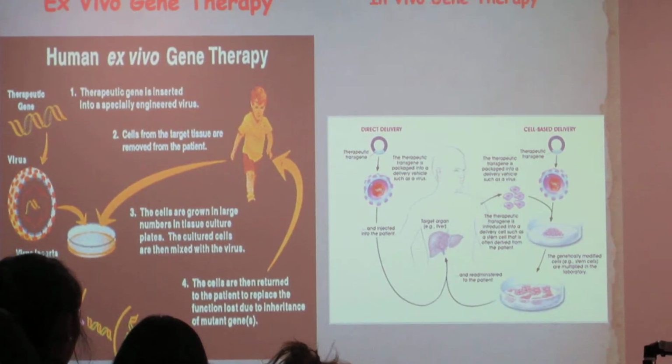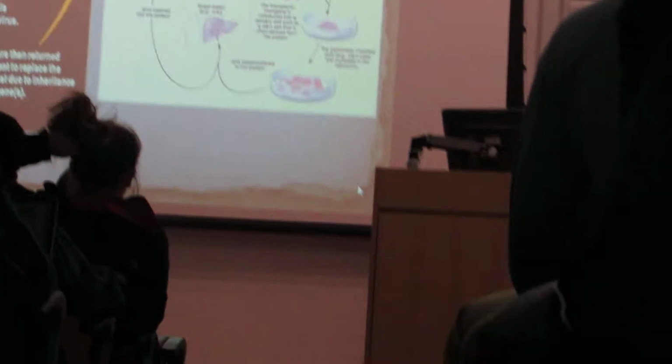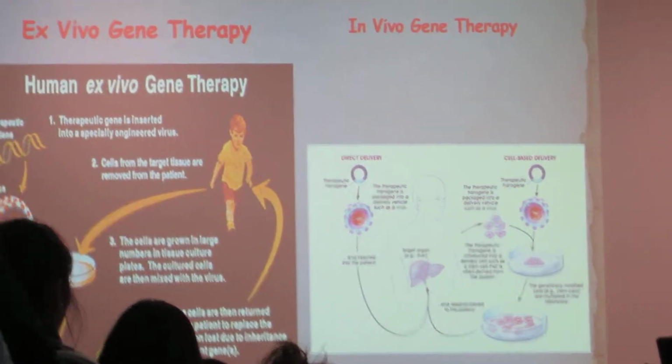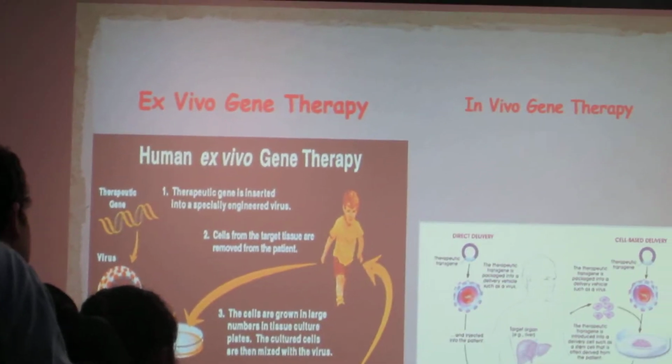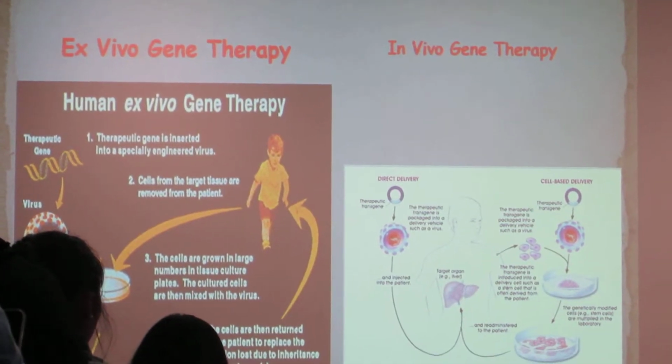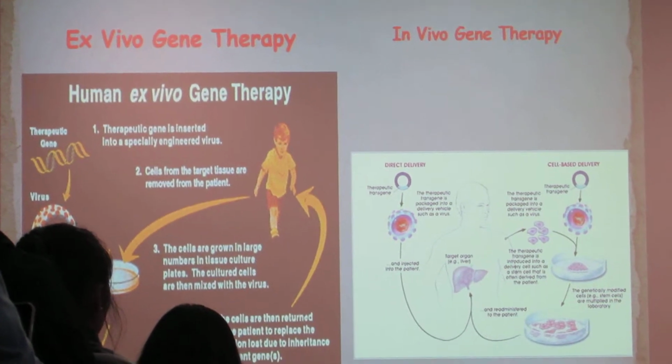when it's already been transcribed. Basically, they do the whole process that we talked about outside. And the in vivo one is the same thing we talked about before. They take the plasmid vector, they inject it, and they hope that it gets taken up by the cell. It's inserted into the DNA.